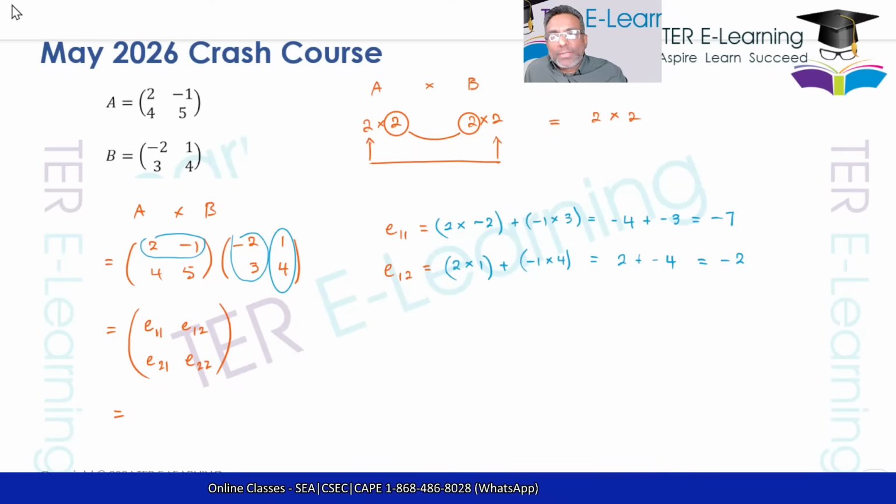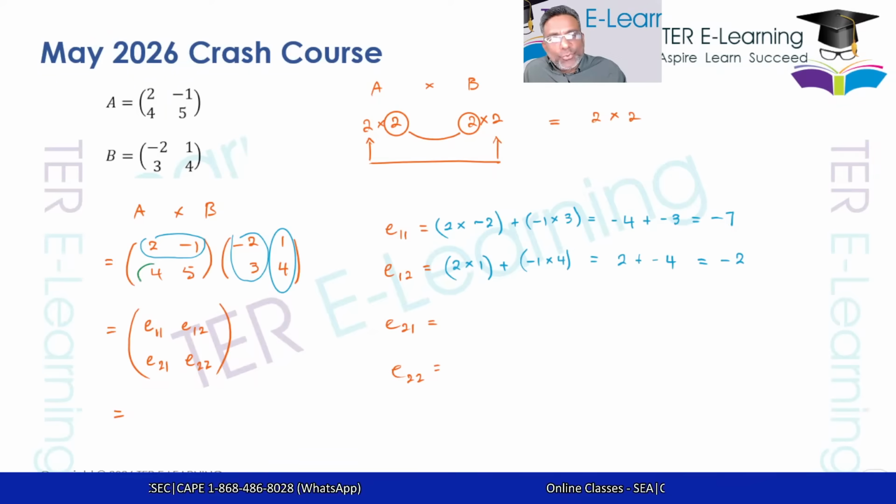Right? Then we're going to work out E31. No, sorry, E21. And I'll work out E22. So let's use a different color here now. What I'm going to do, I'm going to switch to this row here now. So we're taking this row and we're going to multiply by this column here.